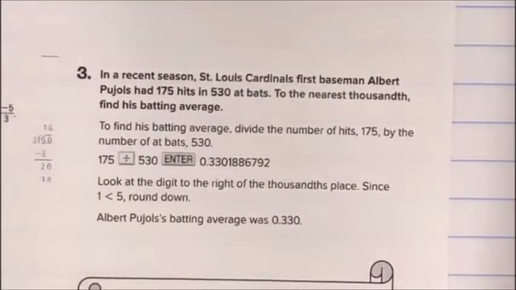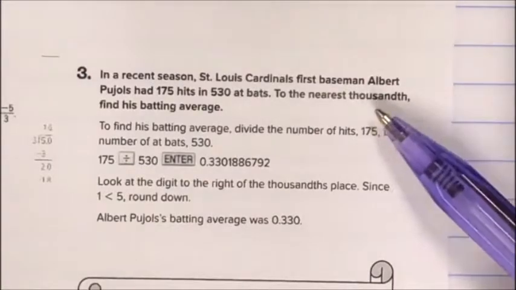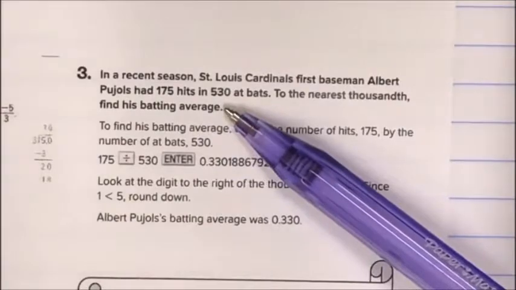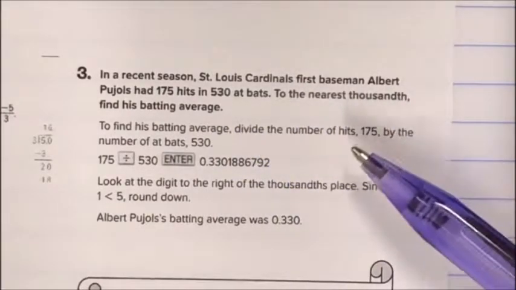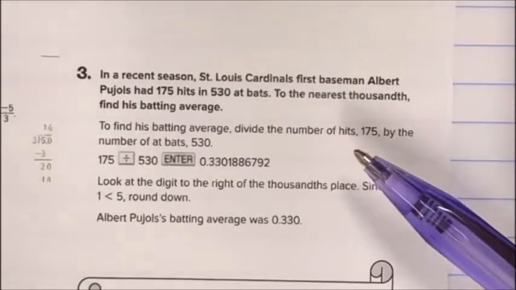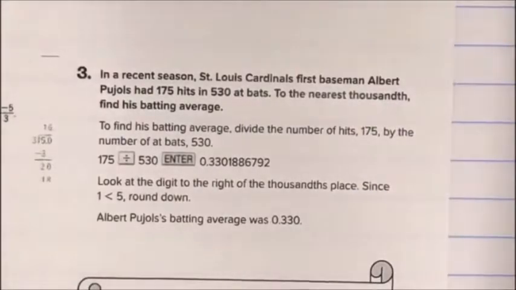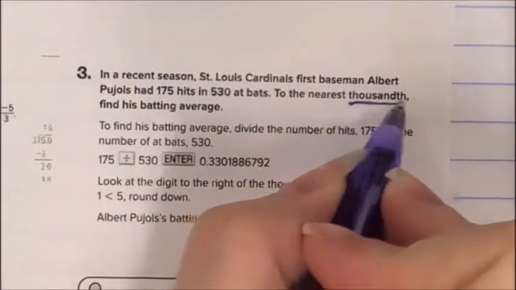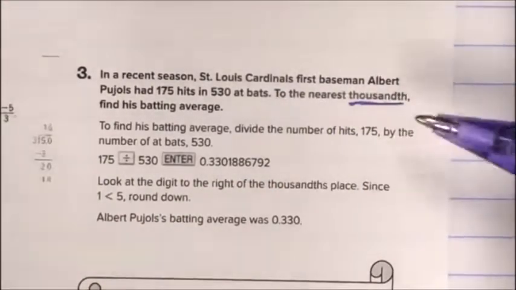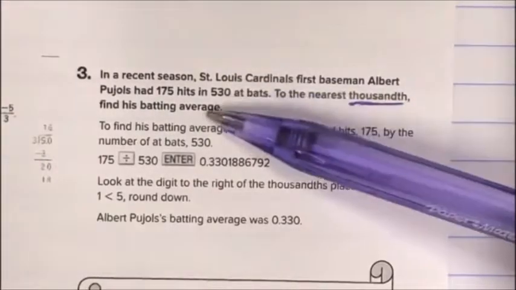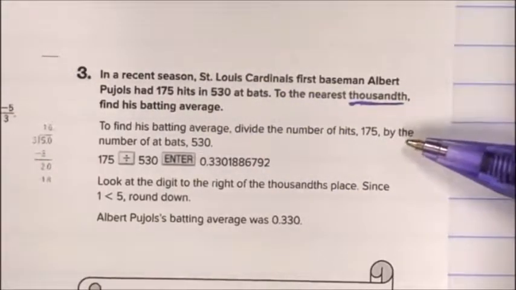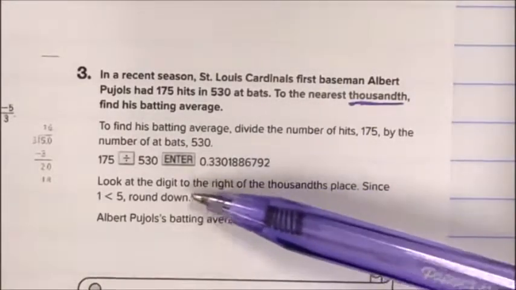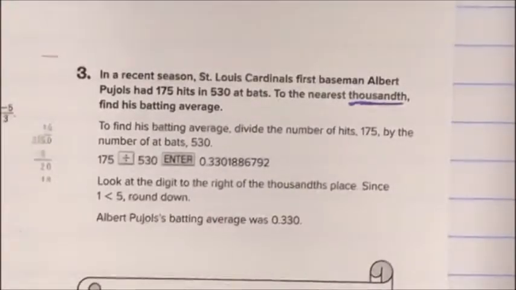For number 3, in a recent season, St. Louis Cardinals first baseman Albert Pujols had 175 hits in 530 at-bats. To the nearest thousandth, find his batting average. So thousandths, make sure when you're solving this that you only round to the thousandths place, okay? To find his batting average, I divide the number of hits, 175, by the number of at-bats, 530. So 175 divided by 530, and you can actually put that in the calculator.